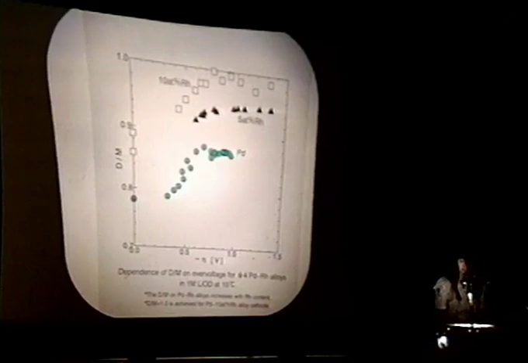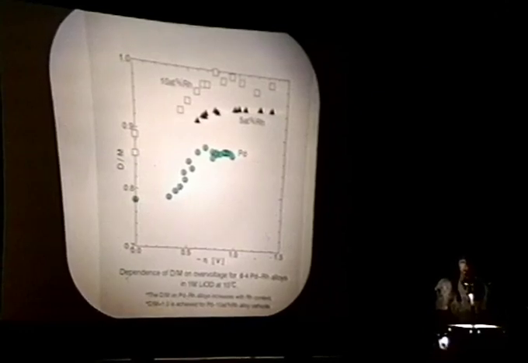Next figure shows dependence of D/N on overvoltage for palladium-rhodium alloys in 1 molar LiOD at 10 degrees centigrade. The green circles are D/Pd on palladium. The black triangles are D/N on palladium 5% rhodium alloy. The open squares are D/N on palladium 10 atomic percent rhodium alloy.